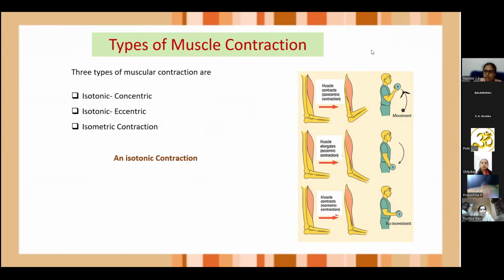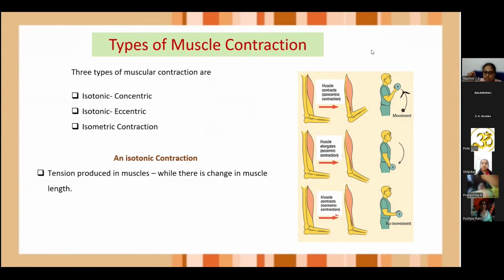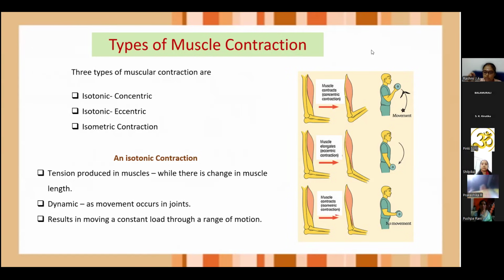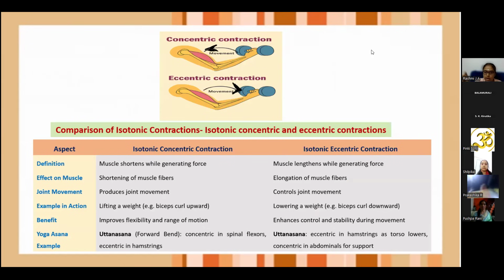Now we will see in a little more elaborate way. So isotonic contraction, it produces tension in the muscles where there is change in the muscle length. So this is a very important point to be noted. When there is isotonic contraction, the muscle length is changing. Then it is a dynamic way of moving the joints, resulting in moving a constant load through a range of motion. Then this is the difference between isotonic concentric contraction and the eccentric contraction.